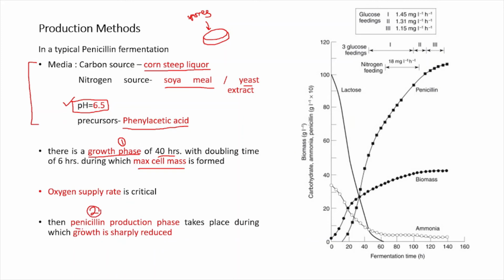After the growth phase, what do you have? You have a penicillin production phase during which maximum synthesis of penicillin occurs and growth is sharply reduced in this phase. So in the growth phase, you have maximum cell mass synthesis and almost no or very little penicillin synthesis. And in the penicillin production phase you have maximum penicillin synthesis and growth is sharply reduced. That means you have very little or almost no cell mass growth in the penicillin production phase.